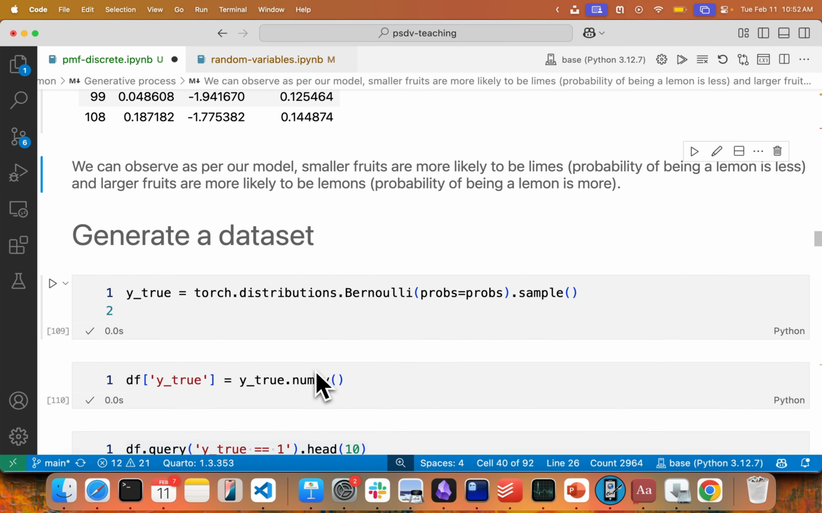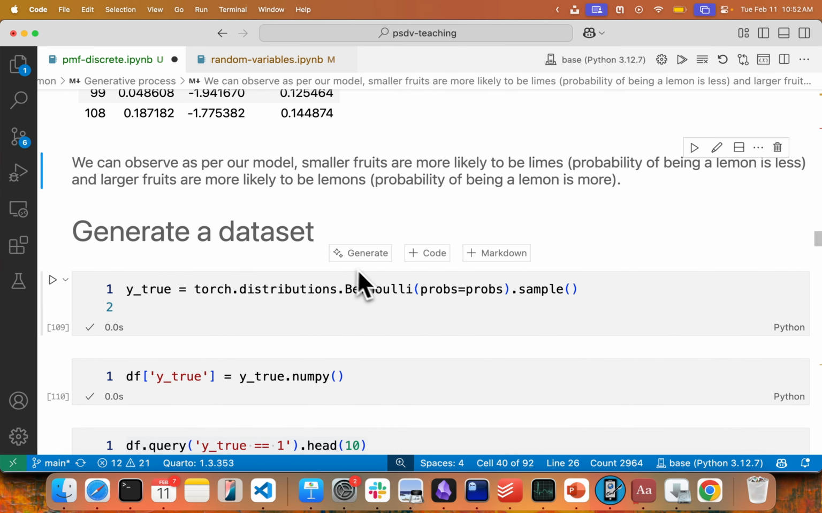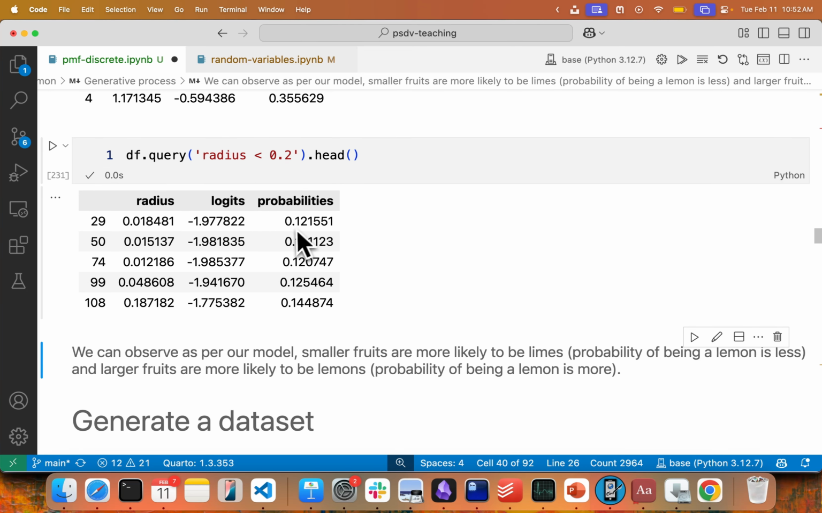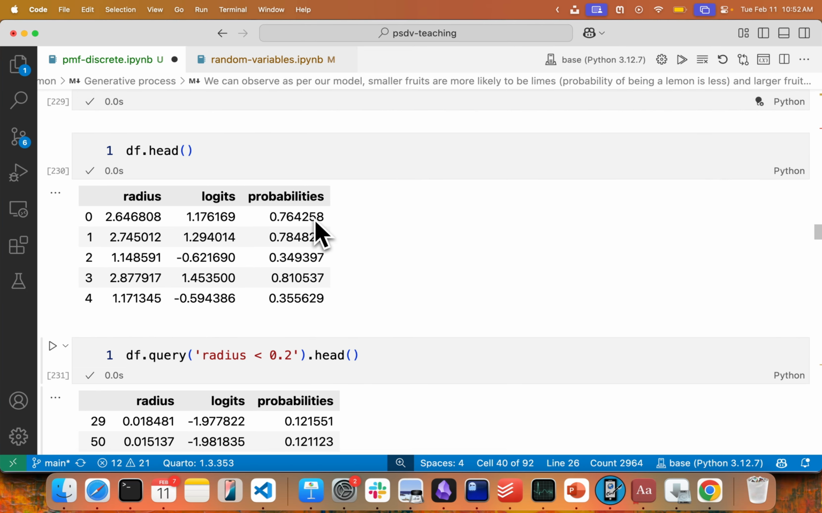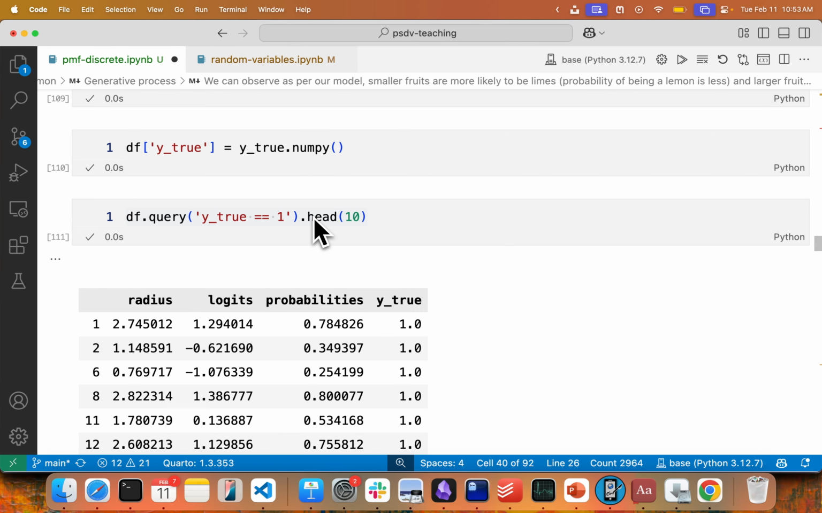So now I will be generating my data set. This is where I will be using the Bernoulli distribution. So I have my probabilities. This is the probability, this is my data frame. Probability of this being a lemon is 0.76. I'm defining lemon to be 1 and lime to be 0. So if this is 0.76, and if I sampled from this particular distribution, am I always going to get a lemon? Can I get a lime? With what probability? 0.24? Yes. So that is what is happening.